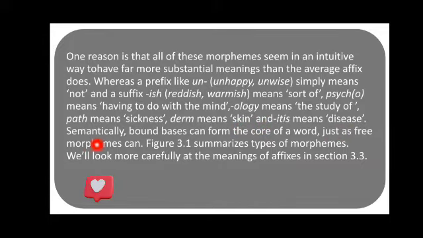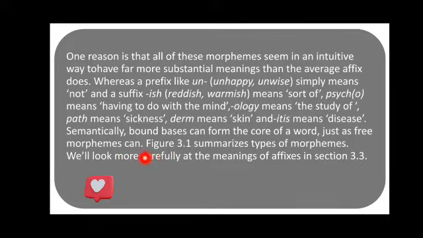So semantically, bound bases can form the core of a word. Prefixes and suffixes can't be the core of a word, right? That's why bound bases can't be called prefixes and suffixes. Prefixes and suffixes are not the core words or semantically core meaning, just as a free morpheme can be.